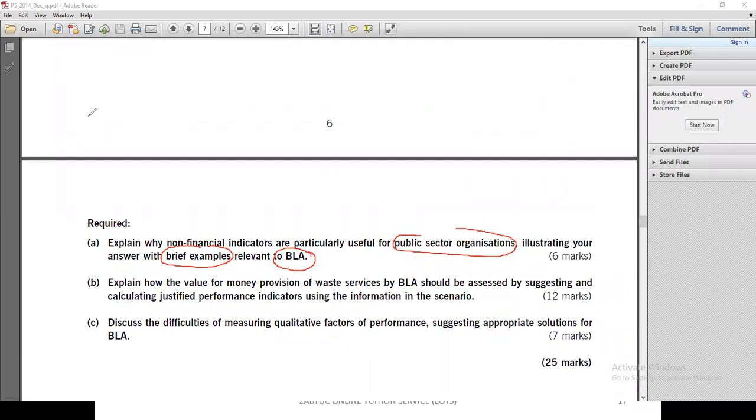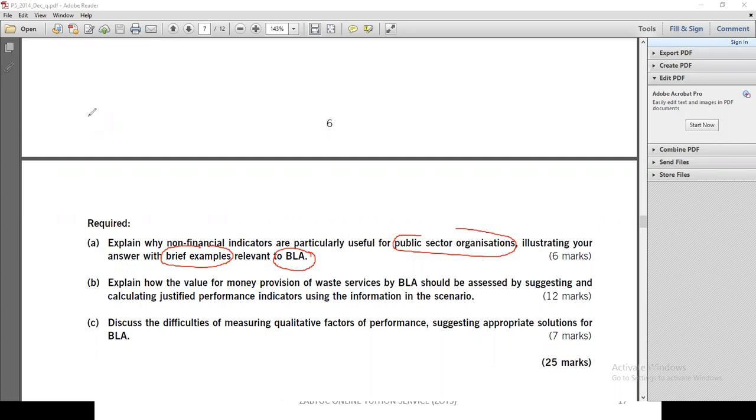Because there's no profit motive. Okay. Lack of profit motive. Yeah. So we don't have profit measures here. No profit motive, no profit measures.